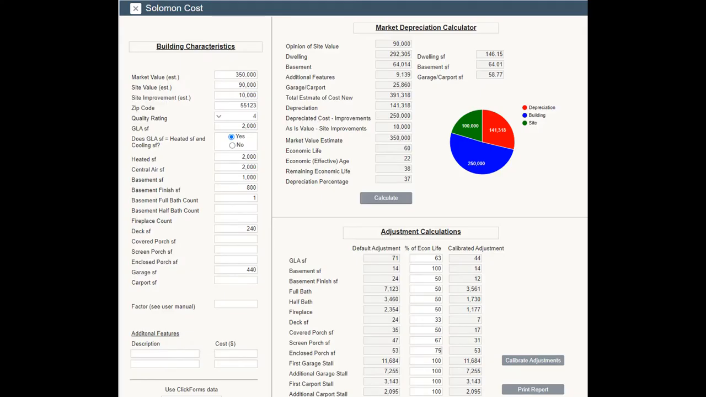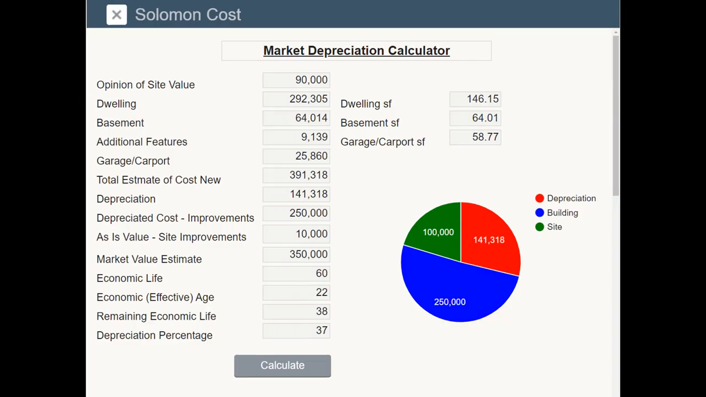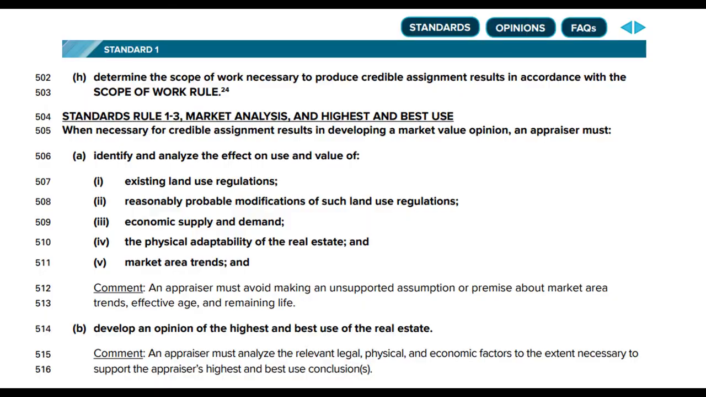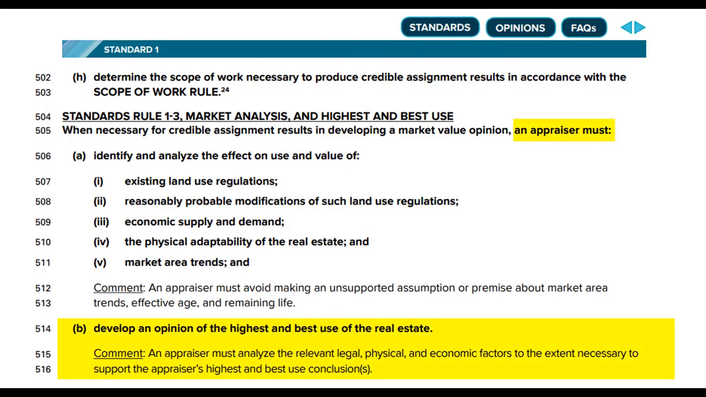Solomon does all the math for you, not only in calculating the grid adjustments, but also in assigning results such as effective age, which is a statement of fact you must support. Don't think this is true? See the comment to Standard Rule 1-3B in USPAP.